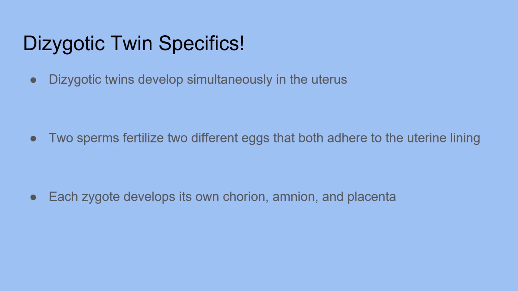Specifics on dizygotic twins: they develop simultaneously in the uterus. Again, it's two different sperm that fertilize two different eggs, and both of these eggs adhere to the uterine lining, and each zygote develops its own chorion, amnion, placenta, and other developmental organs that assist each individual fetus in development.